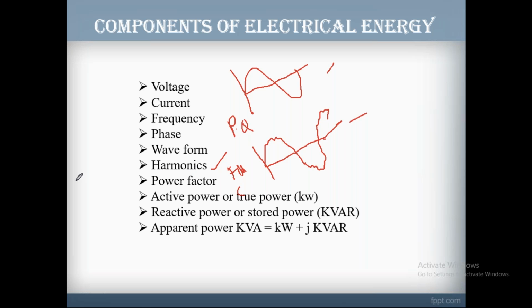If you are not getting the quality of power, then the devices you use in a home will not work sufficiently. That's why our intention is to reduce the harmonics by using filters in the form of capacitors.